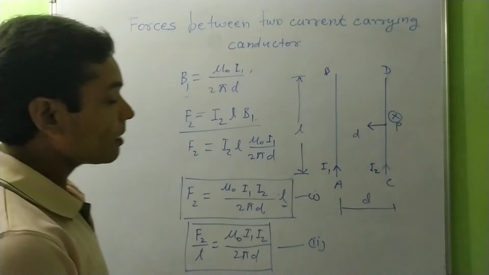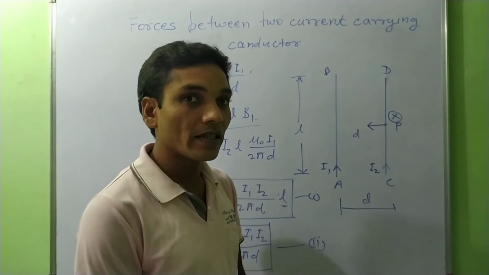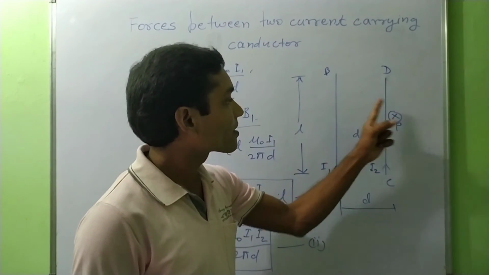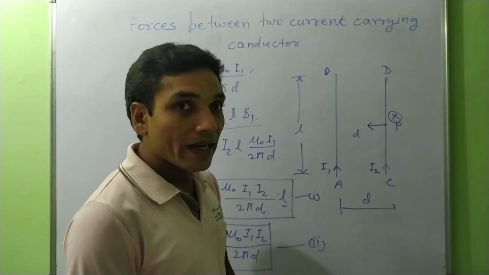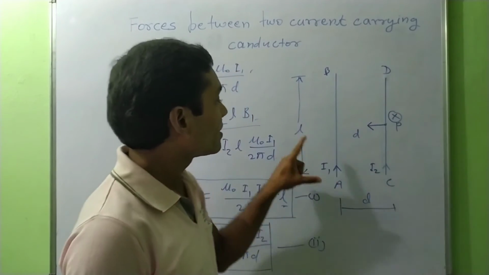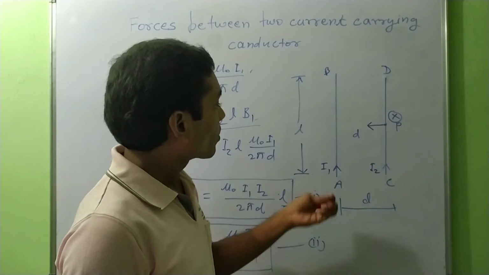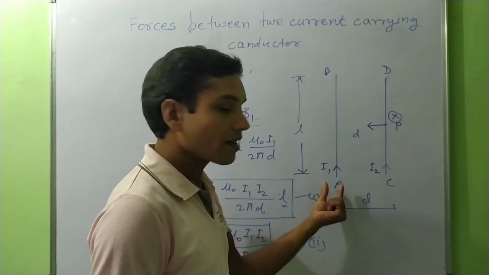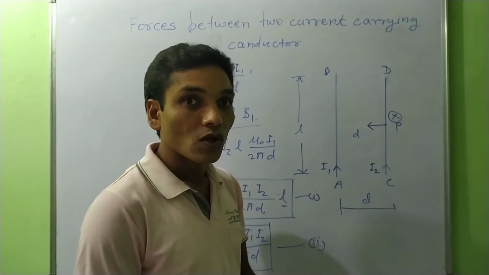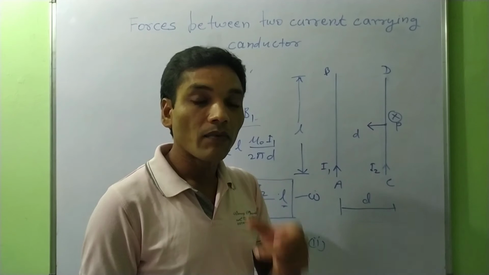Okay, now because the current I2 is flowing through conductor CD, the magnetic field will be produced around conductor CD also. And you know that in the magnetic field of conductor CD, conductor AB is placed. Okay, so because AB is a current carrying conductor and current I1 is flowing through it, this conductor AB will also experience a force.